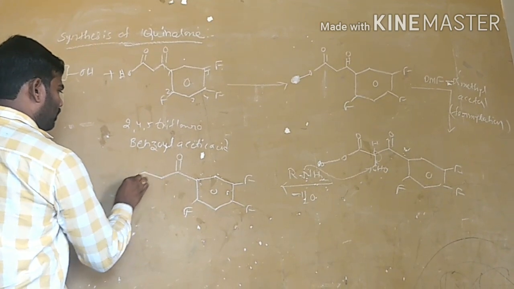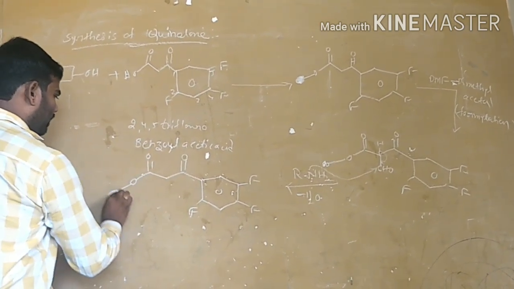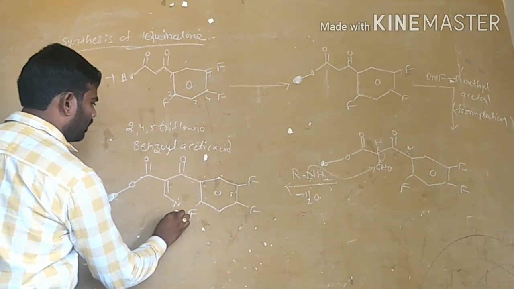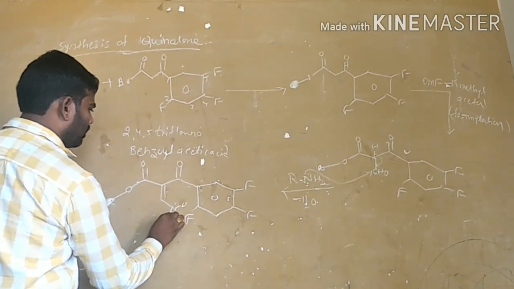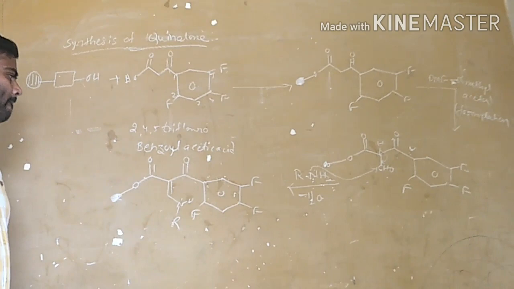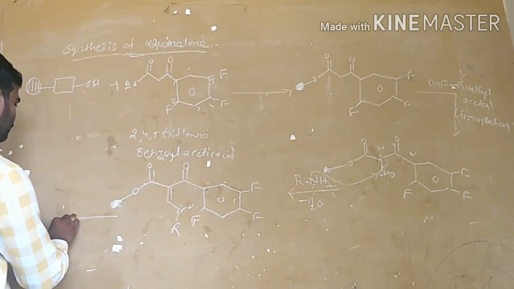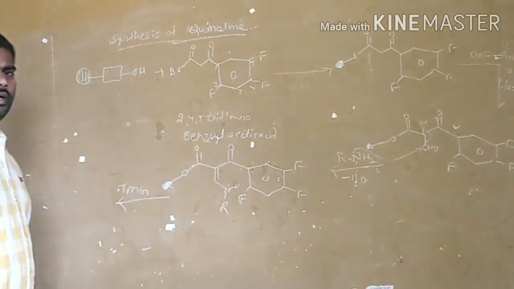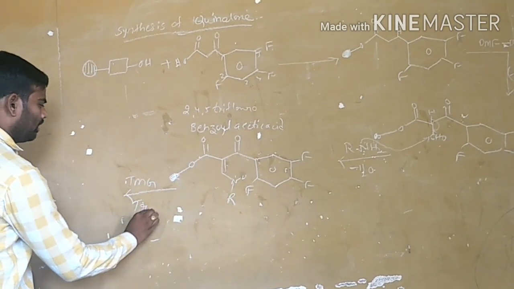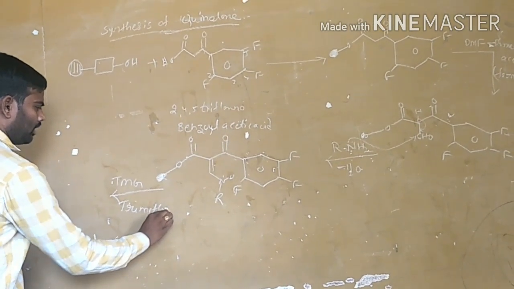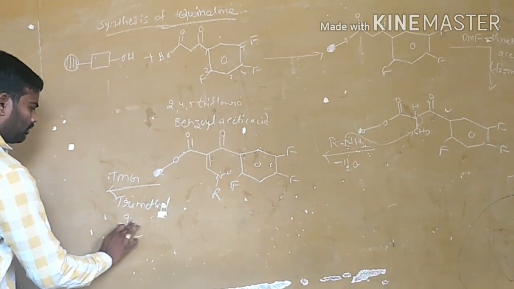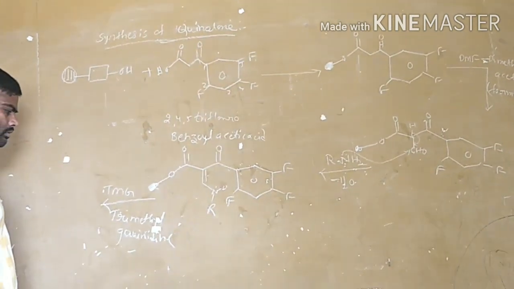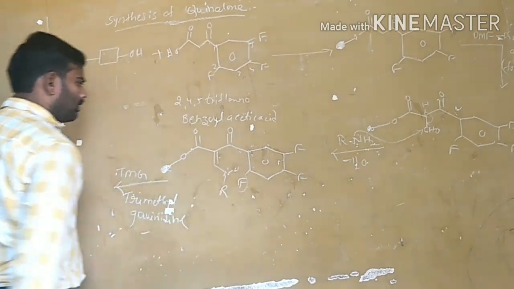CO, this is O, resin bonded. Here the double bond of NH, or here, in the presence of DMG, dimethyl guanidine, trimethyl guanidine. Here cyclization is possible.